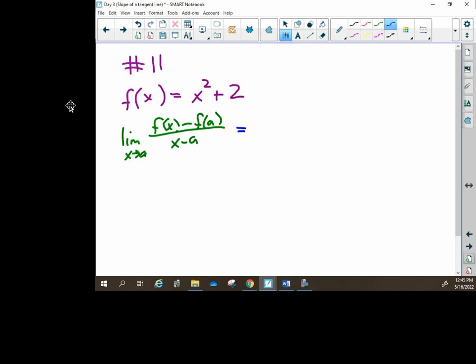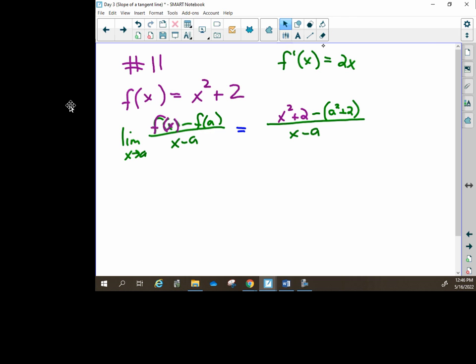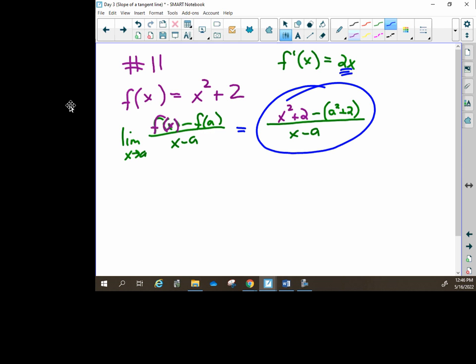Alright, so our first part is x squared plus 2, minus, plugging in a, a squared plus 2, all over x minus a. We're searching right now for this derivative formula, which I already told you is going to be 2x. All the work that we have right here, when I'm done doing it, is going to come out to be that.